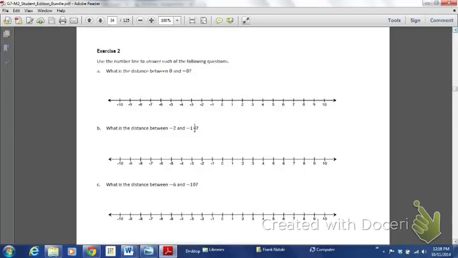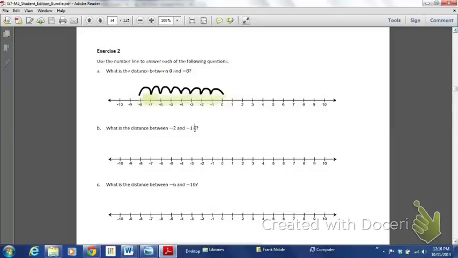Okay, so let's do number 2. Let's do A together. A says use the number line to answer each of the following questions. That's exercise 2. What is the distance between 0 and -8? Of course, we can just look at it this way. We can hop on over, go all the way down to -8, right there. Boom, 1, 2, 3, 4, 5, 6, 7, 8.